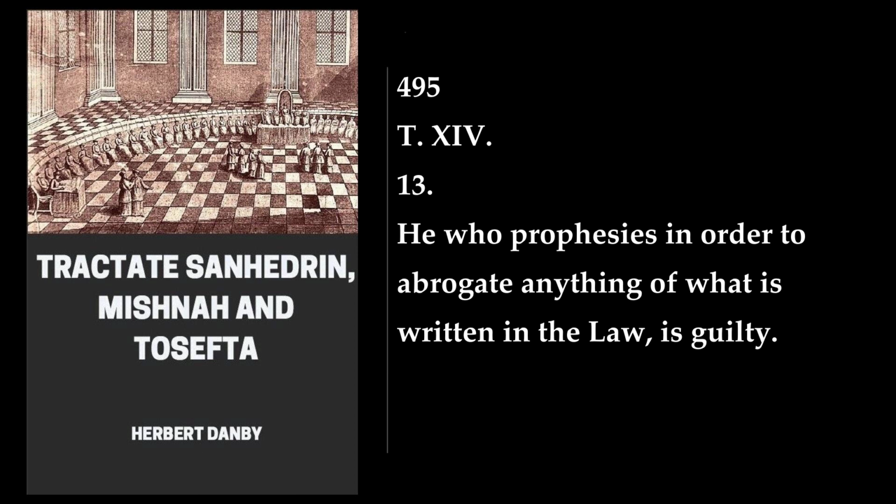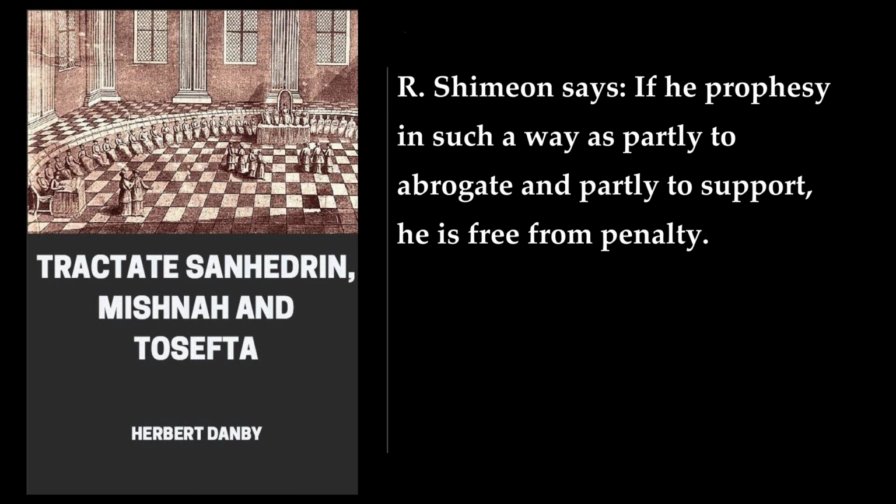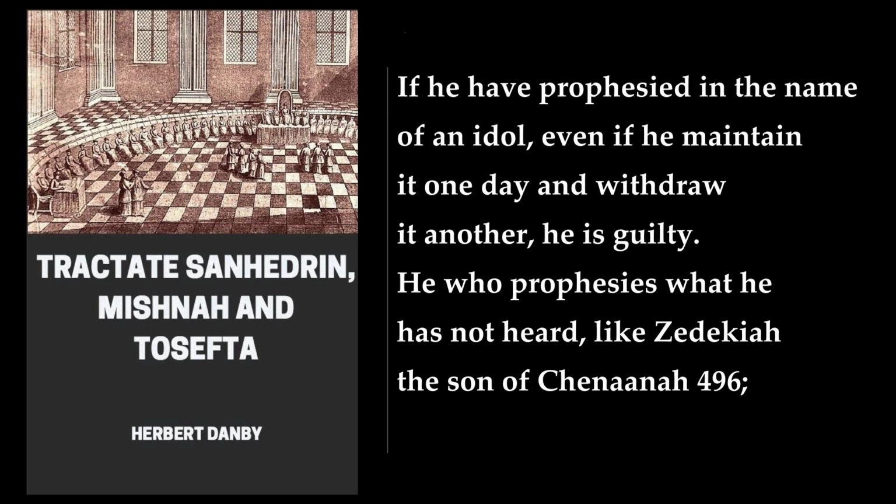495. T. 14. 13. He who prophesies in order to abrogate anything of what is written in the law, is guilty. R. Shimeon says, if he prophesy in such a way as partly to abrogate and partly to support, he is free from penalty. If he have prophesied in the name of an idol, even if he maintain it one day and withdraw it another, he is guilty. He who prophesies what he has not heard, like Zedekiah the son of Shenanah 496.